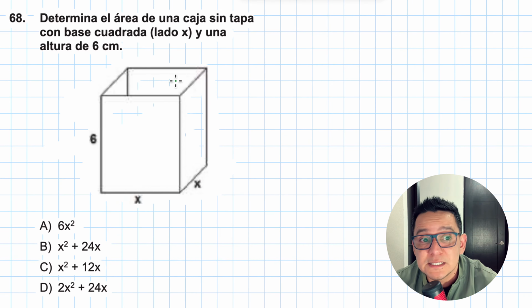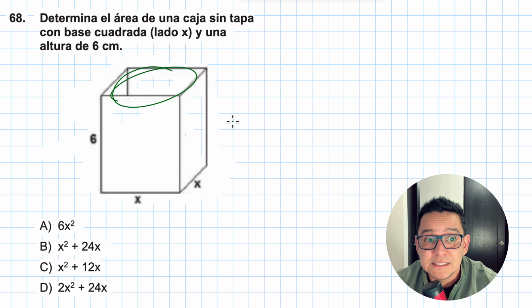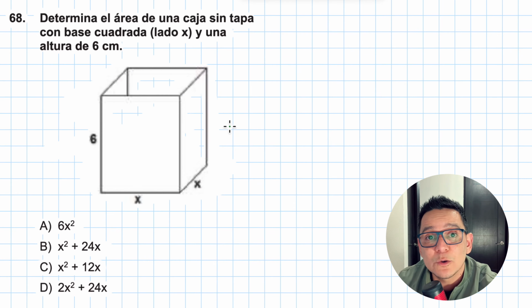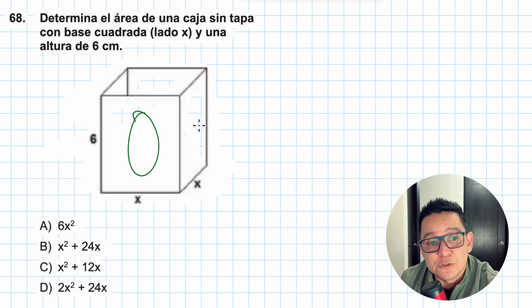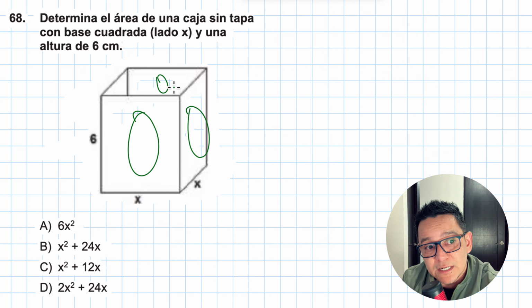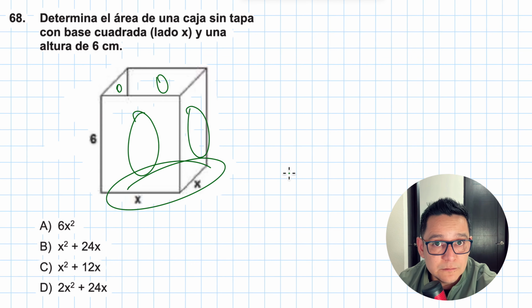It's asking for the area of the box without a lid. It's also important to point out that it doesn't have a lid. So I would have to calculate the area of the 5 faces and add them up. Why do I say 5 faces? Well, because it doesn't have a lid. There's 1, 2, another here is 3, another is 4, and the one at the bottom makes 5 faces total.